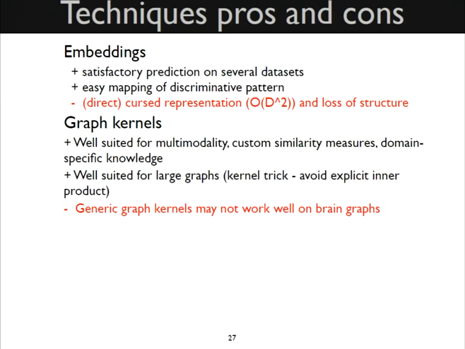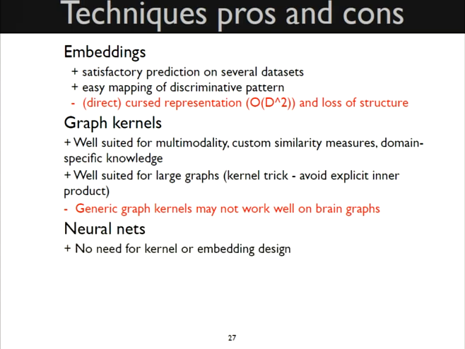The downside is that a generic graph kernel, like the Weisfeiler-Lehman kernel I showed you, might not work very well because we have a fixed atlas. These kernels are strong when the nodes don't correspond, but in our case, the nodes correspond. So it might actually be a downside for these typical techniques.